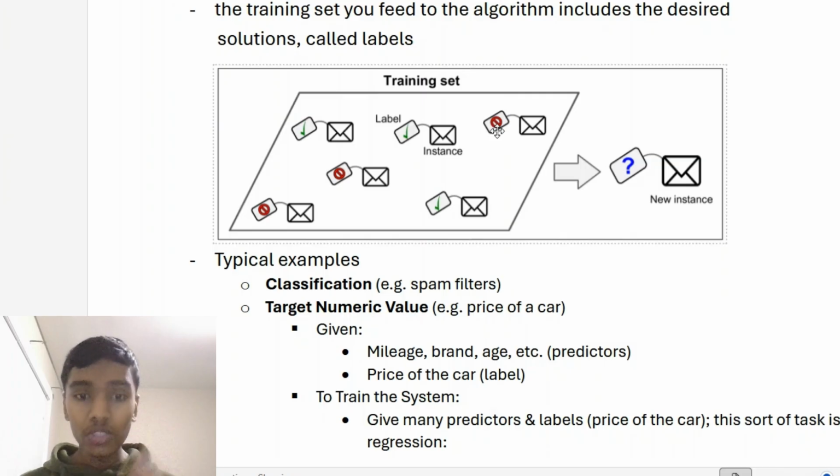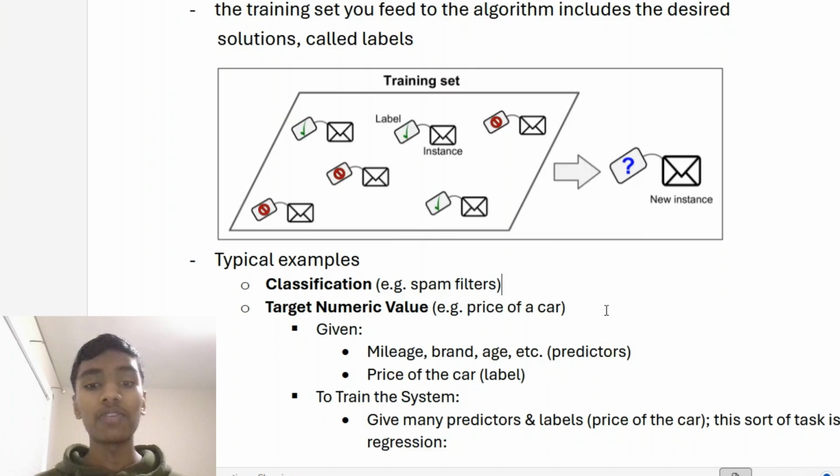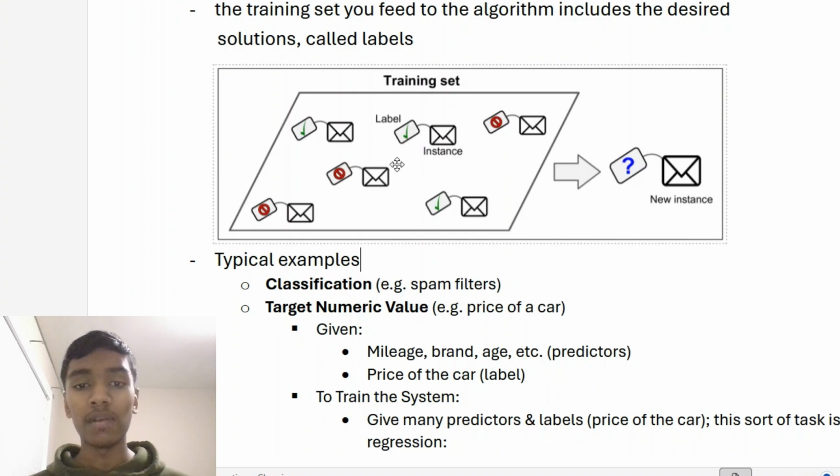Another example could be, we went over classification. Another one would be, for example, the price of a car. And by the way, even spam filters are things that have been around since the 1990s, so these are not necessarily new developments. This whole idea is a fairly old development, but it is still an ML application in terms of how to train the ML model.